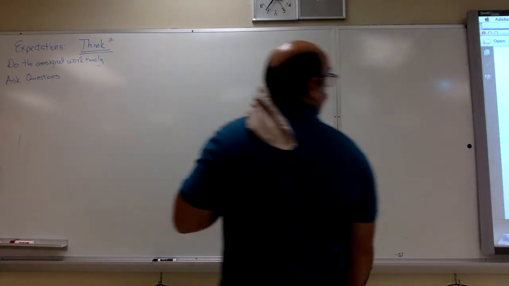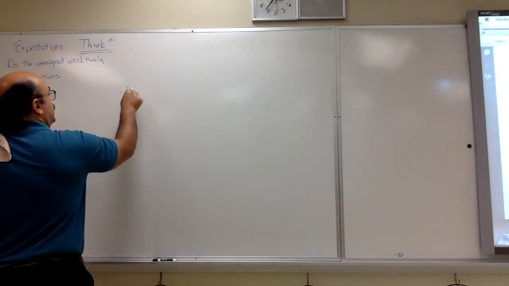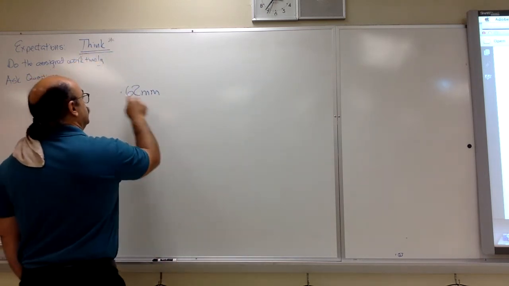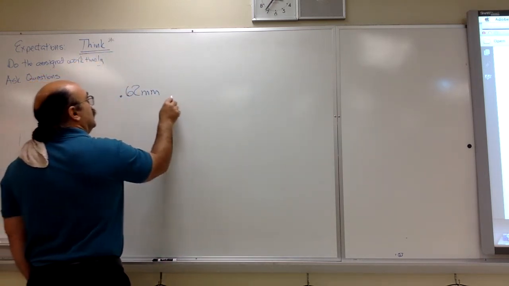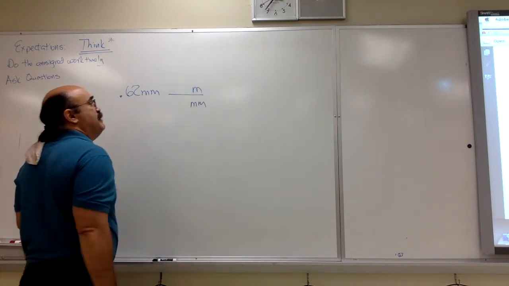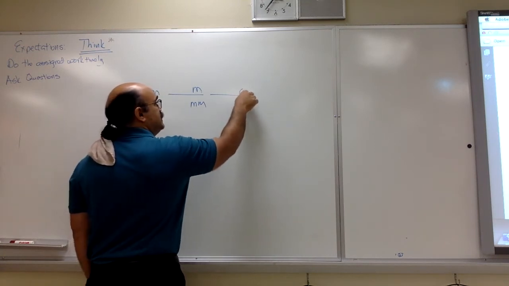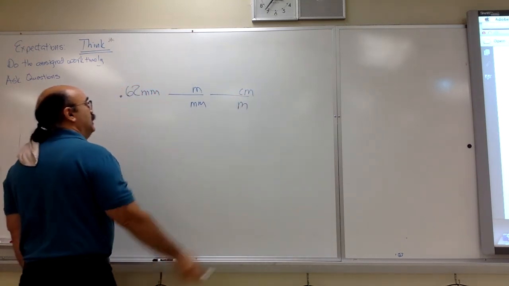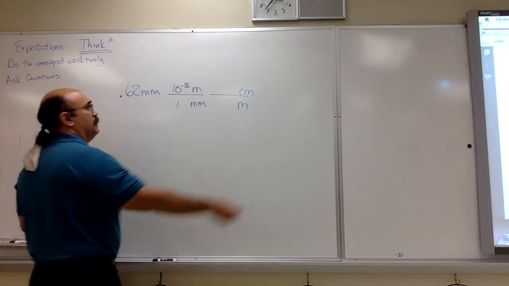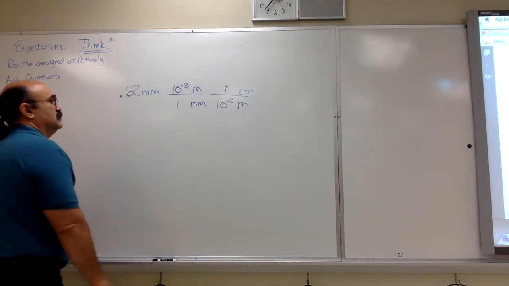Centimeters in millimeters. So we got 0.62 millimeters. We're trying to convert to centimeters. Millimeters is not my final answer. Meters is my base unit. Meters is not my final answer. So I put it here to cross cancel. Centimeters is where I want to be. I plug in 1 millimeter, 10 to the minus 3 meters. 1 centimeter, 10 to the minus 2 meters.